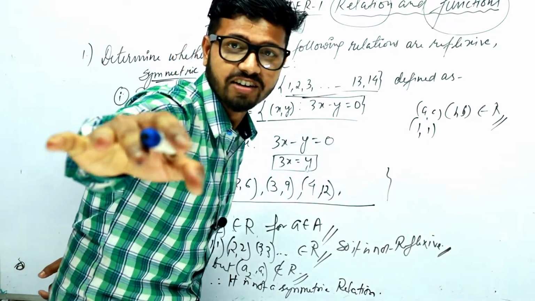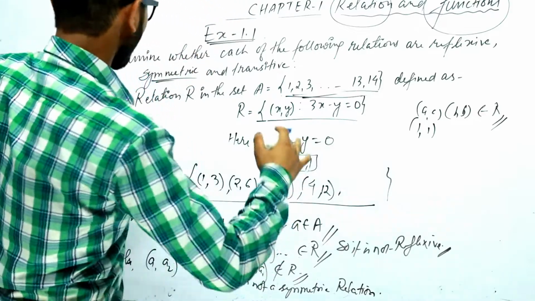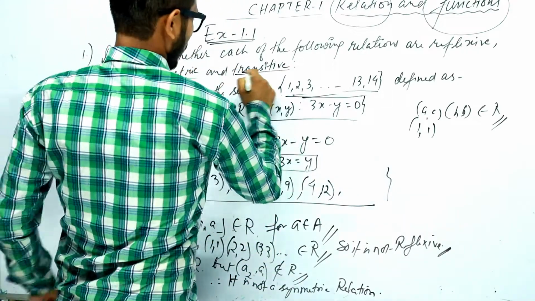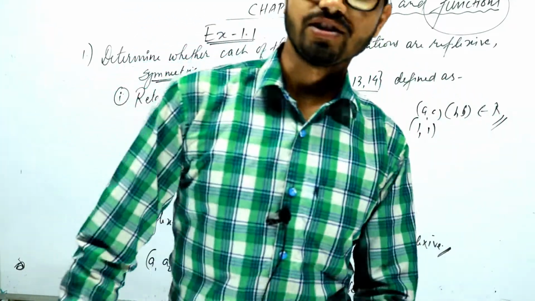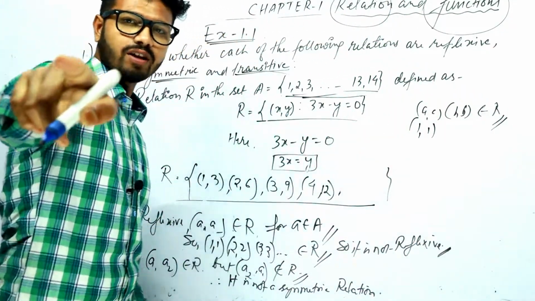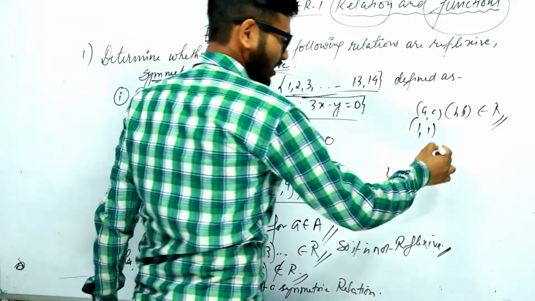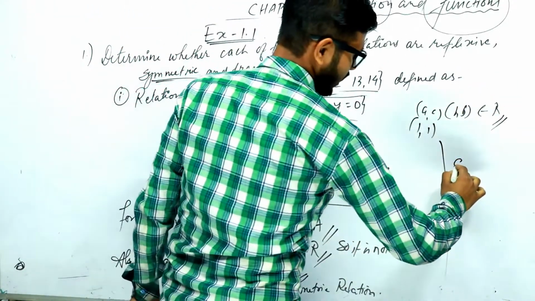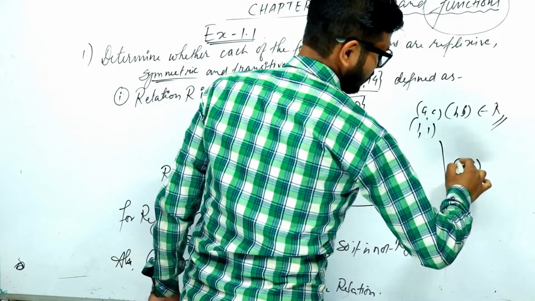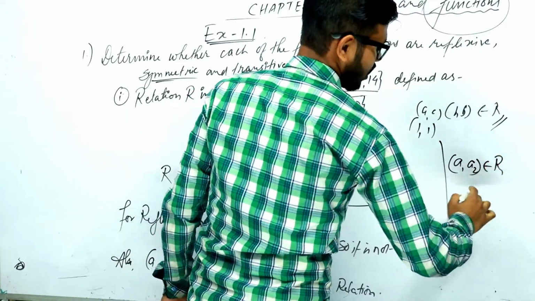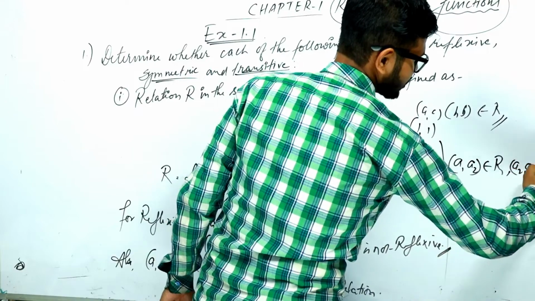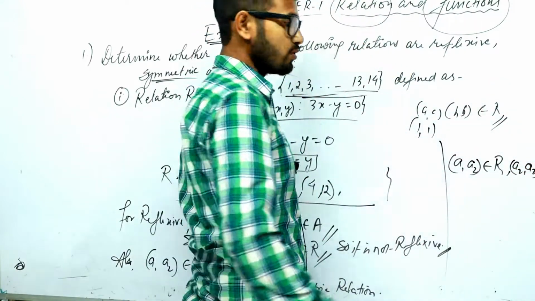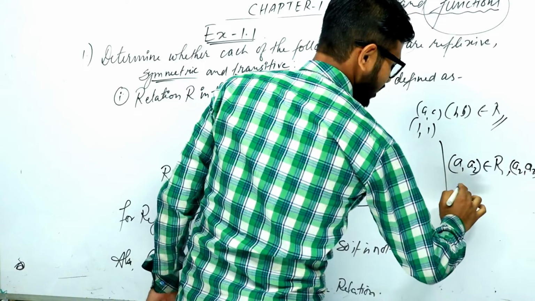Crystal clear. Got it? Now let us move to the next part, that is transitive. Whether it is really transitive. Let us see. Is it transitive or not? Do you remember the definition or not? What does transitive say? Transitive says that if (a1, a2) belongs to the relation, and also (a2, a3) belongs to the relation, then (a1, a3) must also be there.